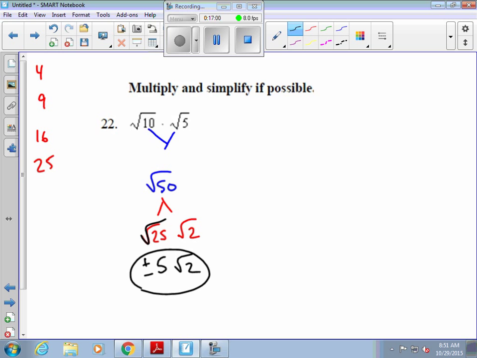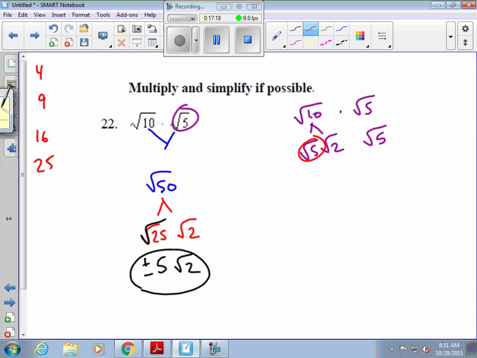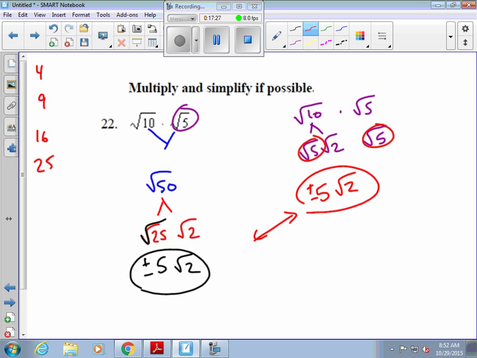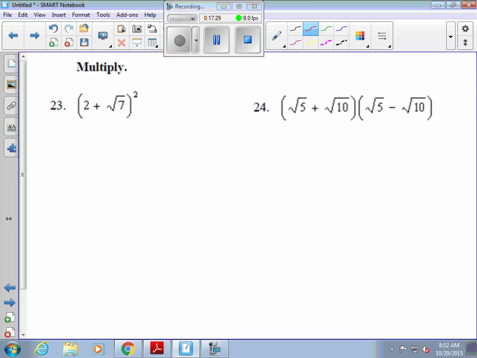Another way to do this problem is to notice that this says the square root of 5. That's a factor in 10. You could actually separate the square root of 10 into the square root of 5 times the square root of what? 2. And then notice that you're multiplying the same radical by itself and just pull a radical out. So 2 different ways, and again, both positive and negative, to get to the same answer. Whatever way works for you works for the answer.